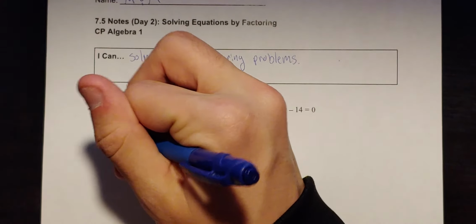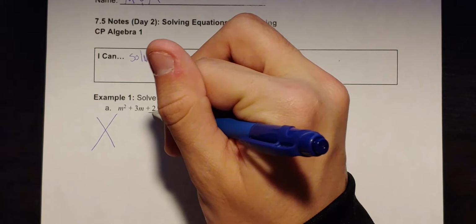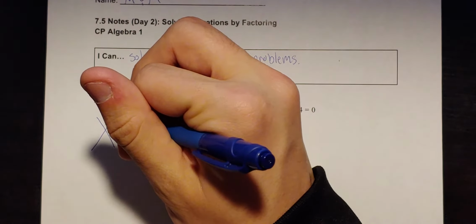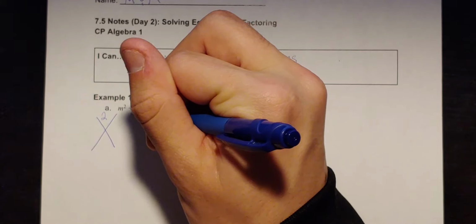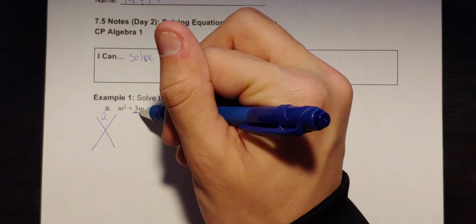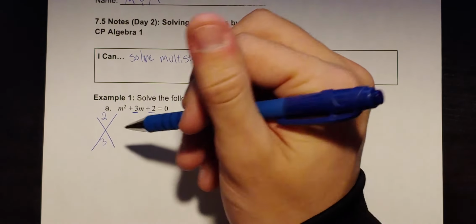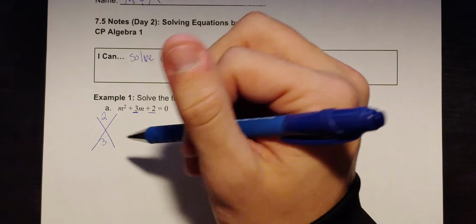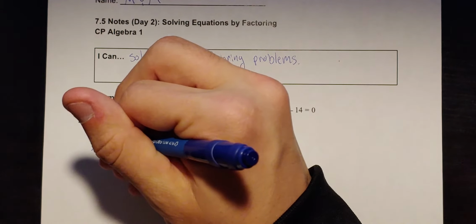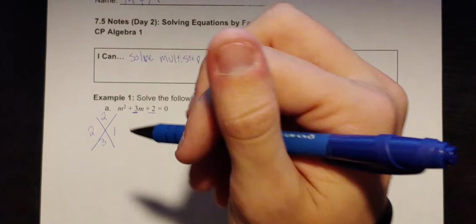Okay, so I can start by making my x. Remember, my 2, my last number that doesn't have a variable attached, goes up top. And then the coefficient of my normal variable with no exponent goes on the bottom. So two numbers that multiply to 2 and add to 3 are 2 and 1. Okay, so I figured that out.